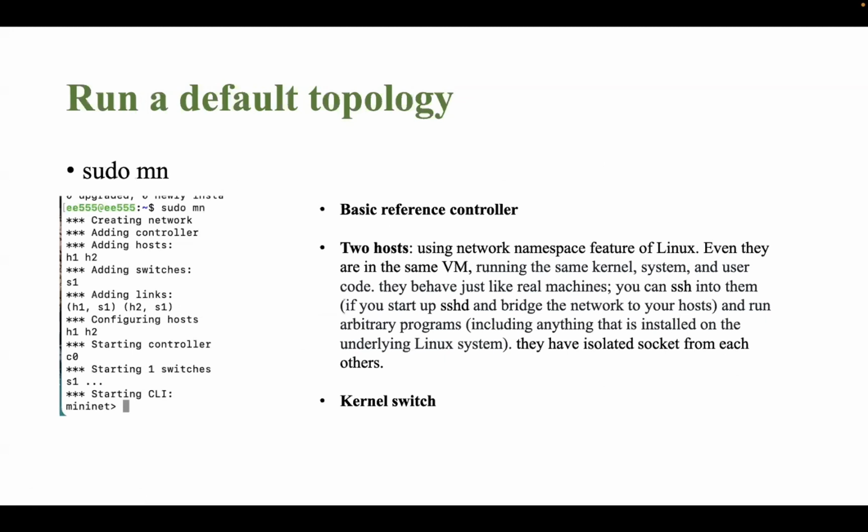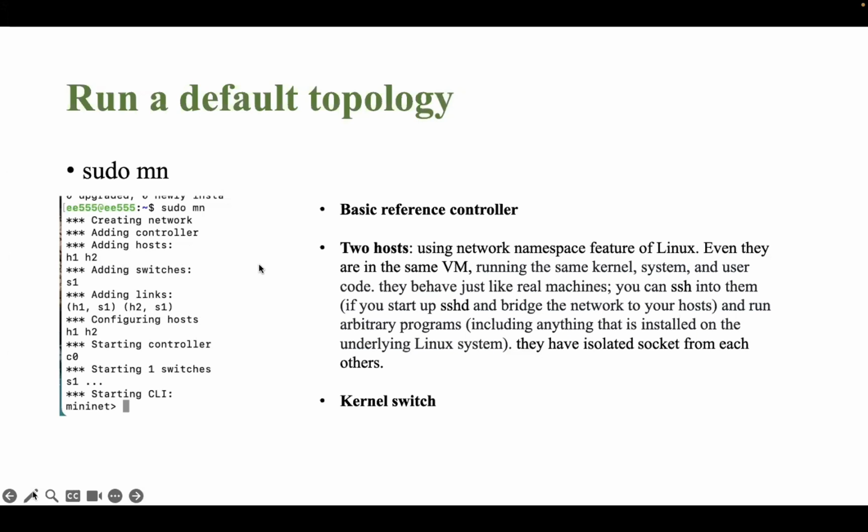Firstly, let's introduce the default topology in Mininet. We can use sudo mn to create a simple default topology. Using sudo mn adds a controller, which is a reference controller. It's the default controller if you just use sudo mn. And it adds two hosts, h1 and h2.